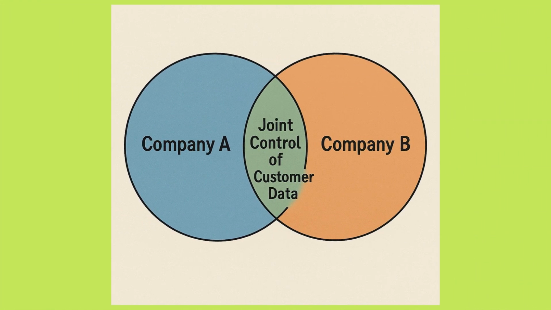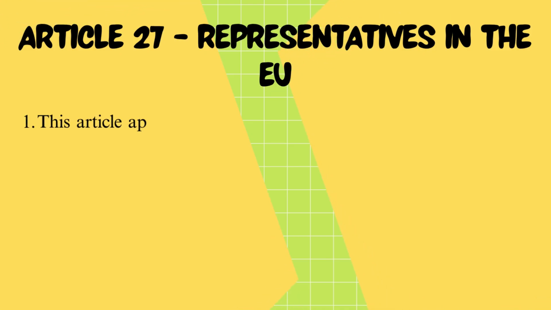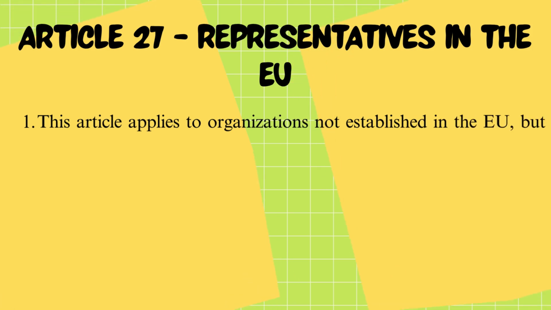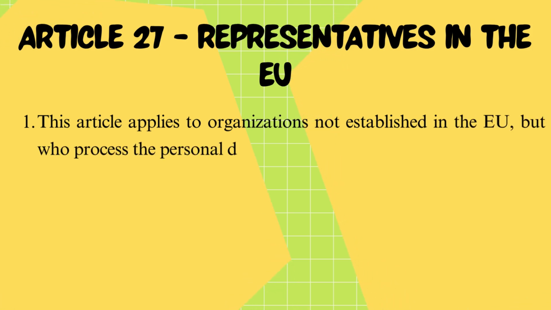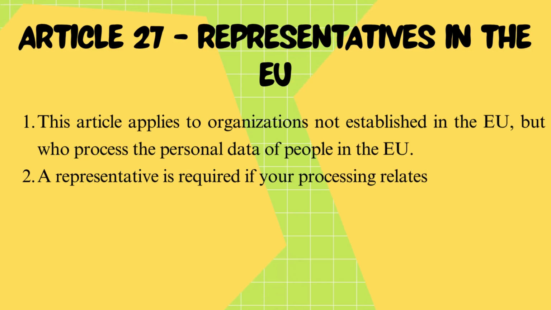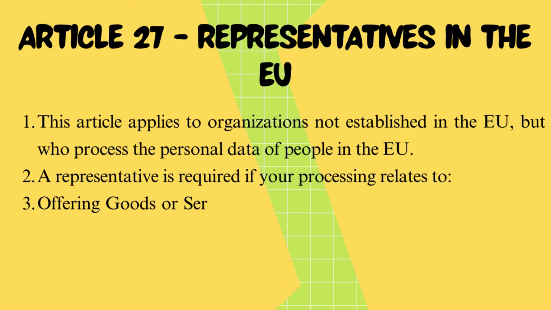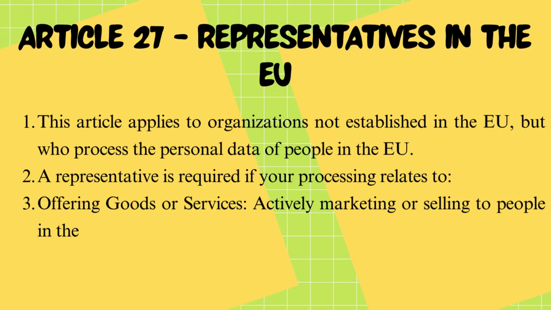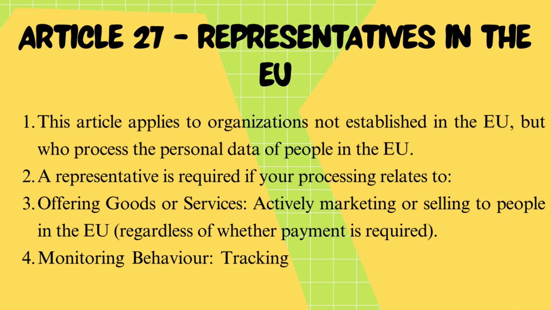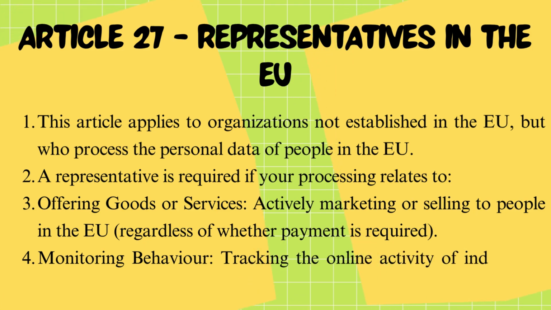Now here is an interesting one. Article 27 applies to companies outside the EU. So if you are based in India, US or Canada, but you process the personal data of people in the EU, you are still within the GDPR's reach. You must appoint a representative in the EU if your activities involve offering goods and services to EU residents and monitoring their behavior. These representatives act as a local point of contact for both users and regulators. So if you serve EU customers, you can't hide behind geography. GDPR still says we can see you.